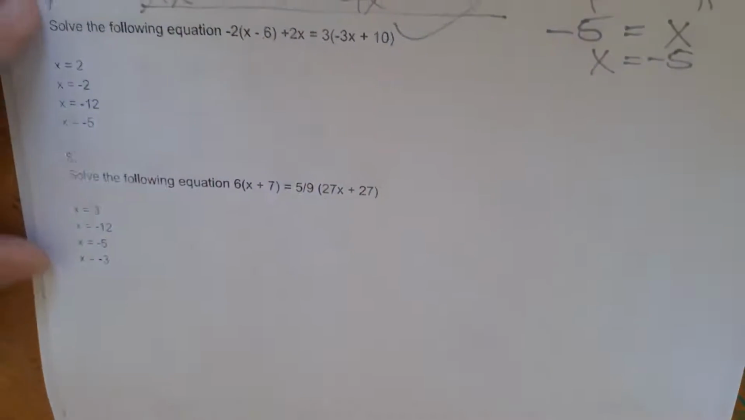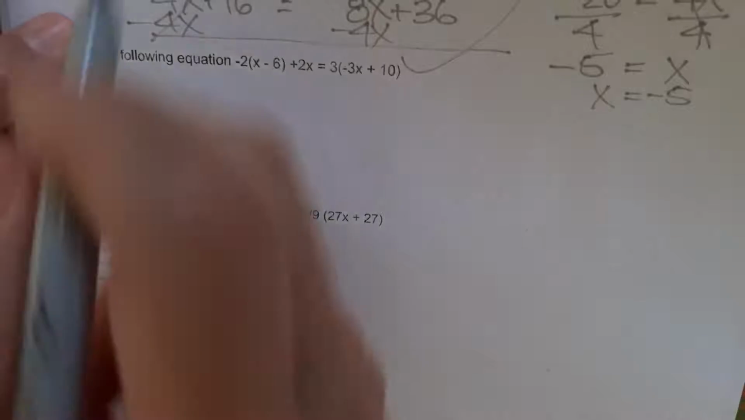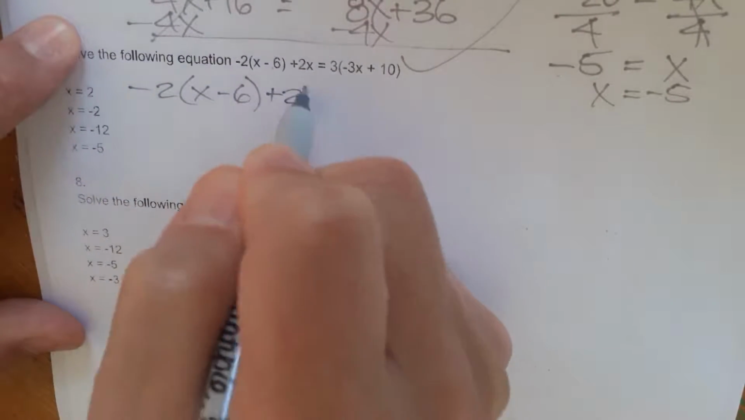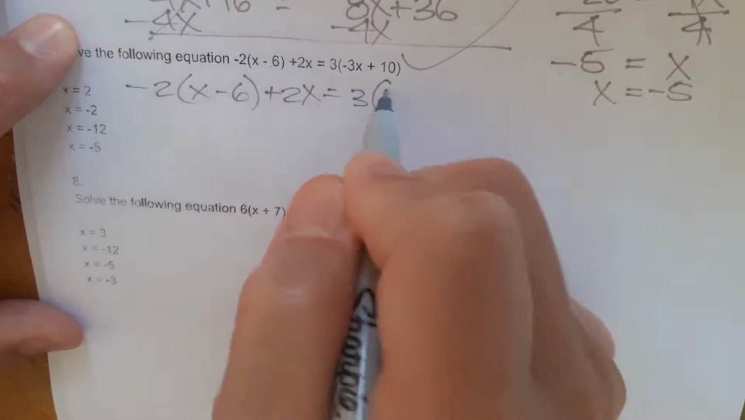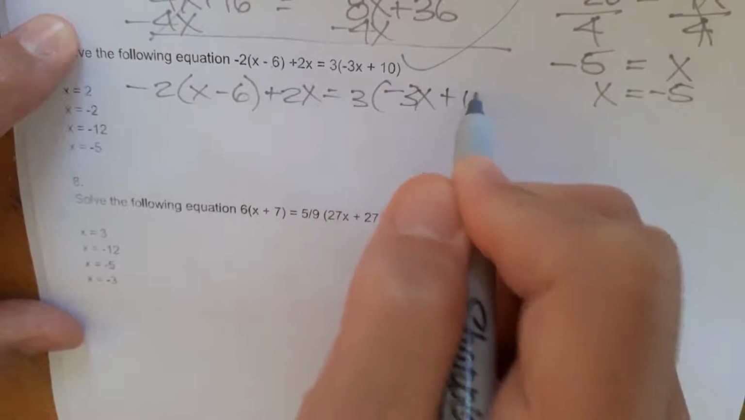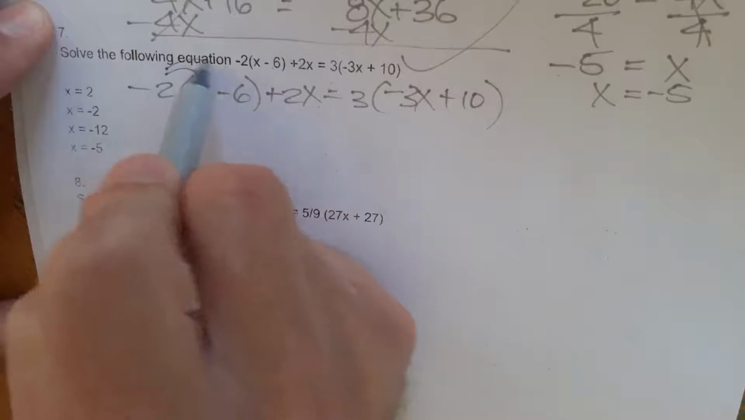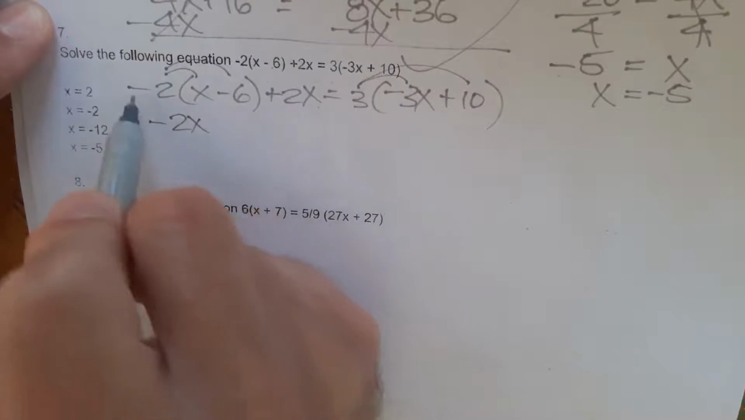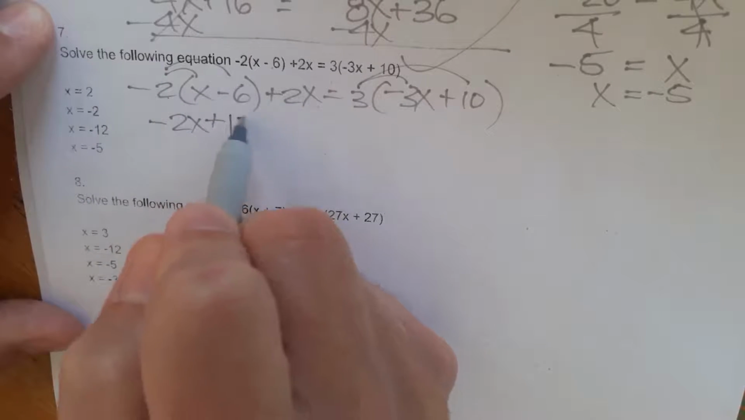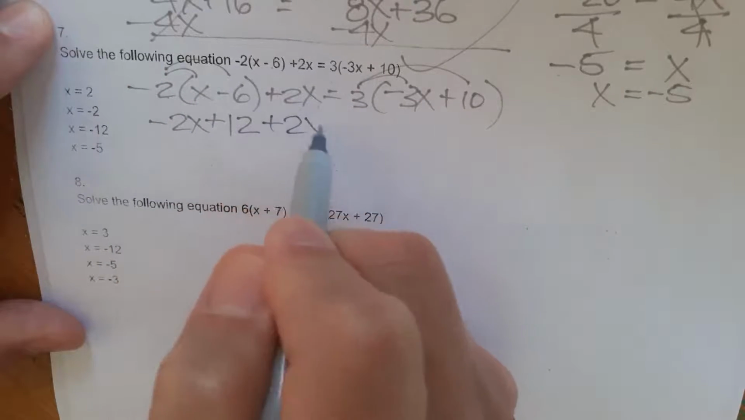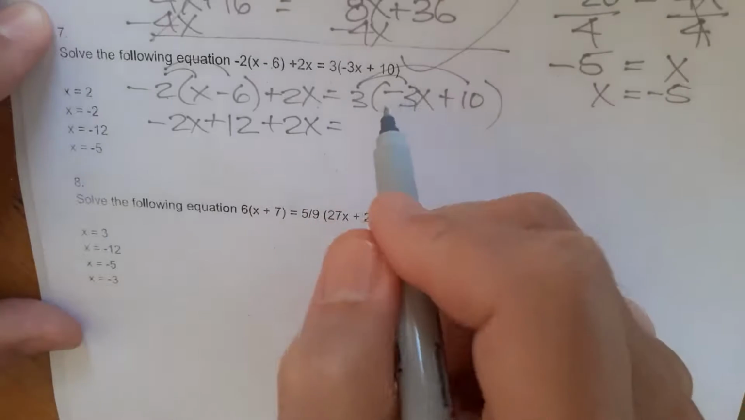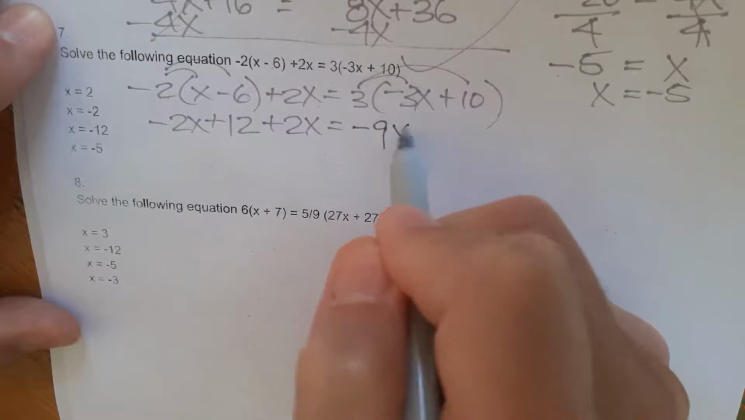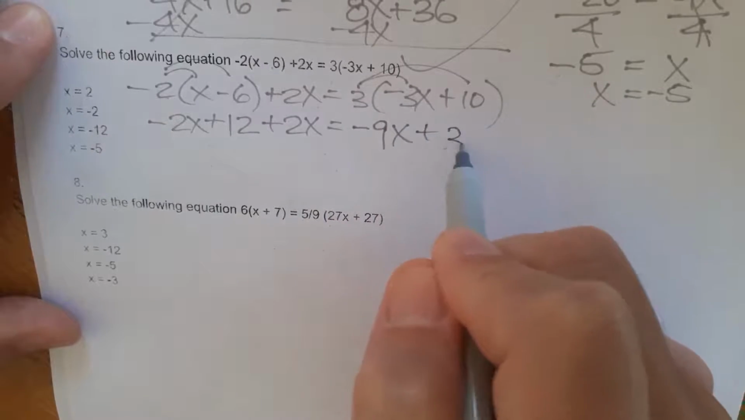Right, looks like we got 2 more left. Let's keep plugging away. Negative 2 times x minus 6 plus 2x equals 3 times negative 3x plus 10. Distributive property. Negative 2x, negative times negative is positive, 2 times 6 is 12. This 2x just comes on down, the equal stays lined up if at all possible. Negative 3x times 3 is negative 9x. 3 times 10 is plus 30.